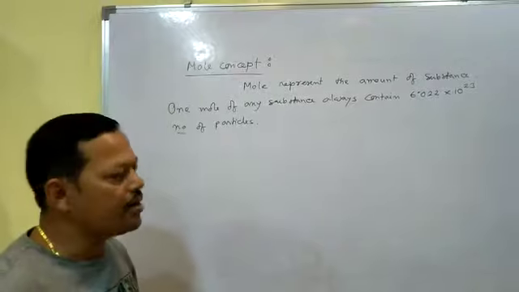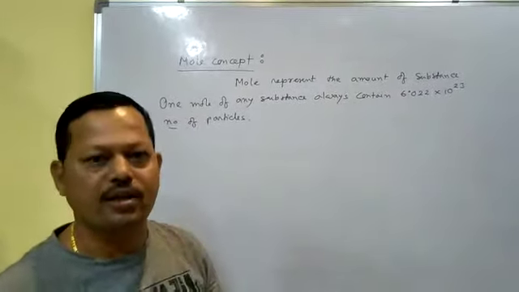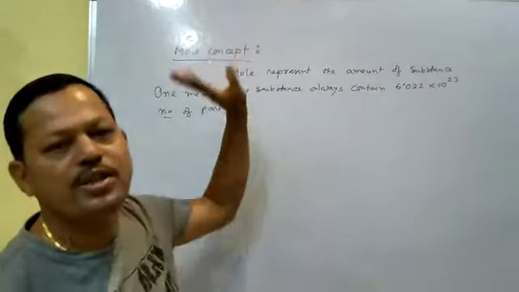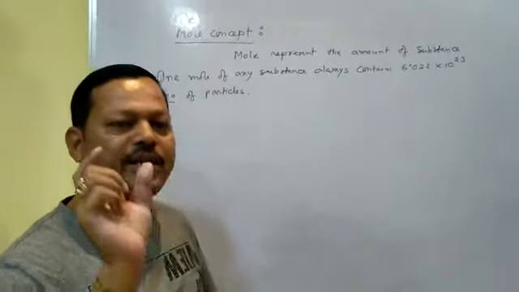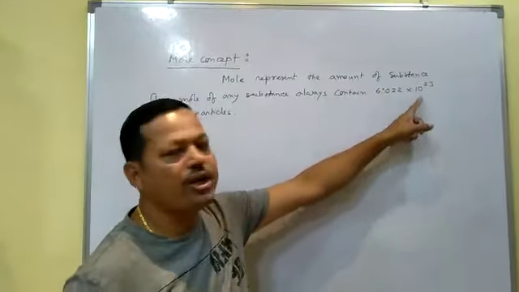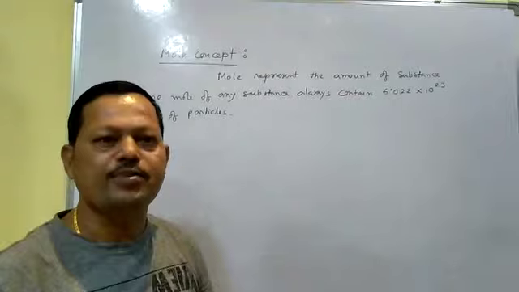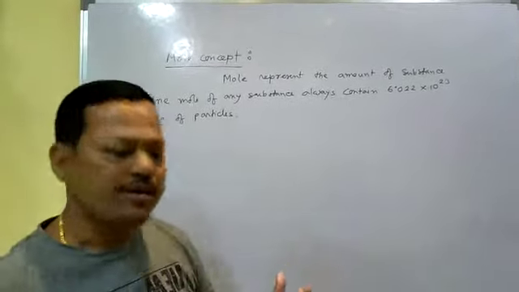As you know, every substance is made up of some particles. So inside that substance, how many particles are present, you can find out from this mole concept. If a substance is exactly 1 mole, it always contains 6.022 into 10 to the power 23 number of particles. These particles may be atoms, molecules, or ions, depending on the nature of the substance.